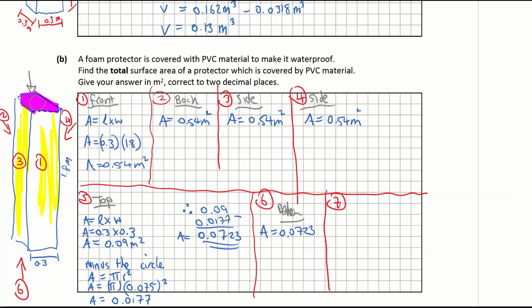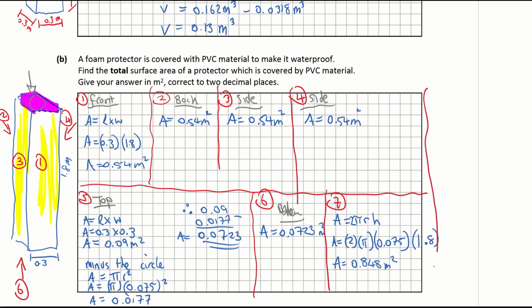The area of a cylinder is found again from our log tables, and the area is found by 2 pi rh. So that's the formula for getting the area of that curved part. So filling that in, I have 2 multiplied by pi multiplied by radius 0.075 multiplied by the height of the cylinder 1.8. That's getting me a total area for the cylinder of 0.848 meters squared. So nearly there.